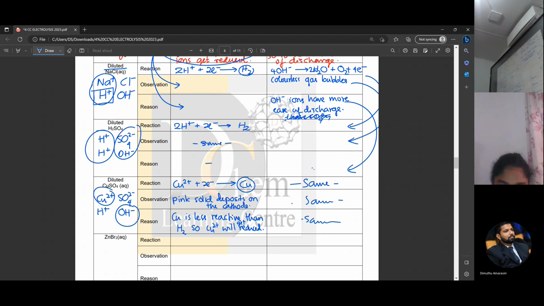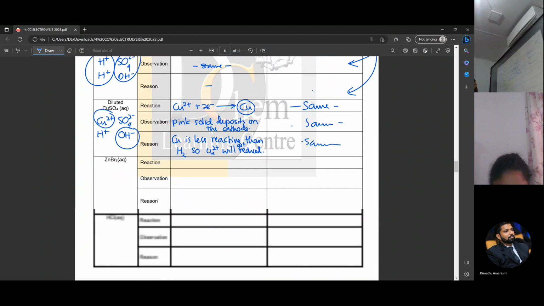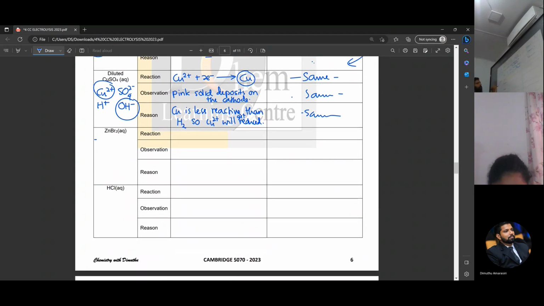Okay, so that's about zinc. Diluted copper sulfate. Now it's zinc bromide. Kind of confusing one, is it? No confusion. Zinc and hydrogen, the less reactive. Hydrogen is less reactive, right? Zinc is above hydrogen. Therefore, surely hydrogen is going to get reduced. Then who is going to get oxidized?